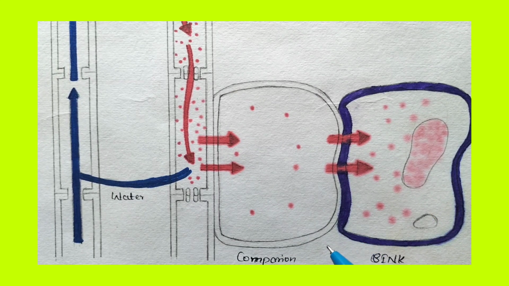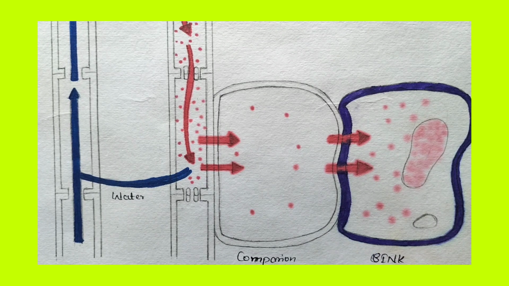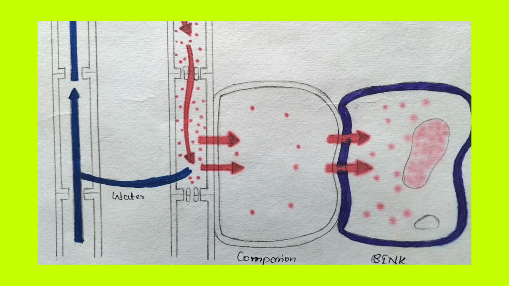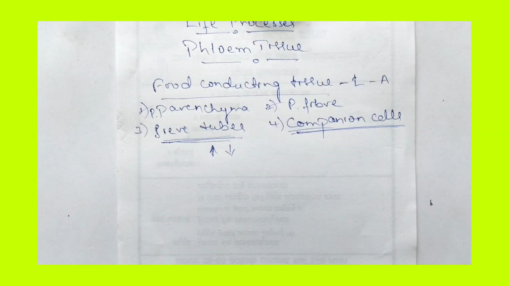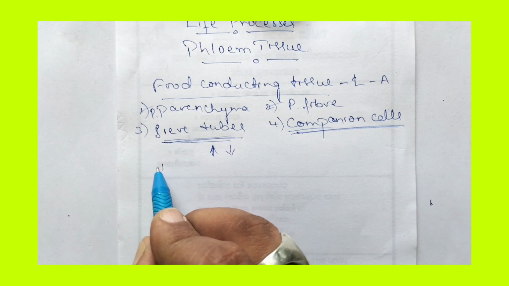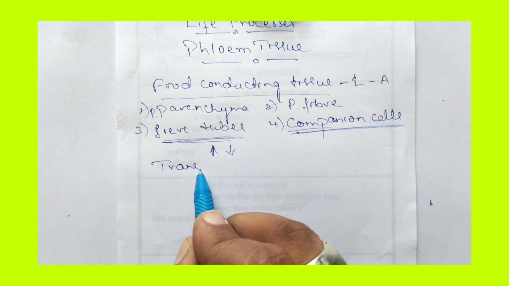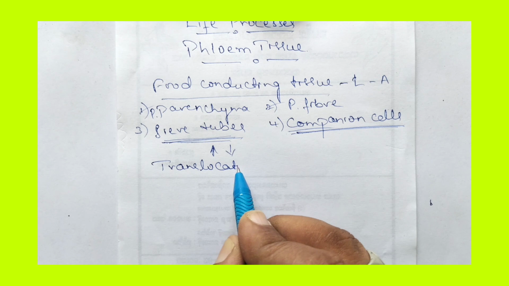Like this, here we have shown only the downward movement of food. Like this, there will be upward movement of food, because the food has to be carried both in the upward as well as in the downward direction. So this is how the phloem works. So now let us know about what is meant by translocation. So let us look at translocation.